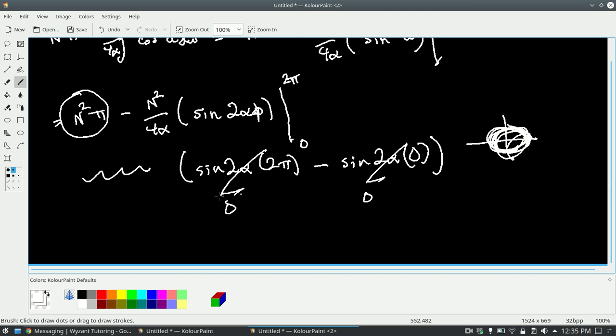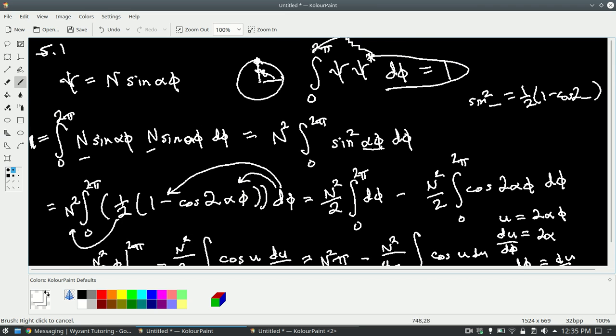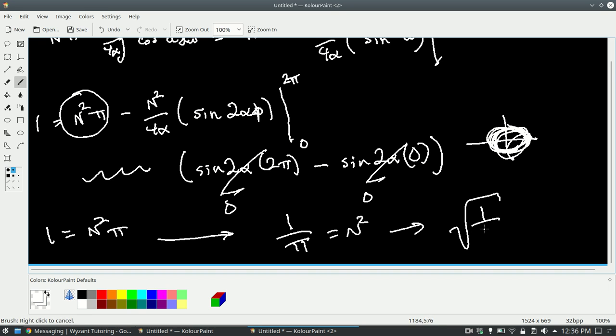Wait, what are we saying? Oh yeah, so this has to all equal 1. We started right here. So the total probability is 100%, meaning this integral has to equal 1. So all this is equal to 1, so 1 equals n squared pi. Then let me solve for n there. 1 over pi equals n squared, and so the square root of 1 over pi equals n.